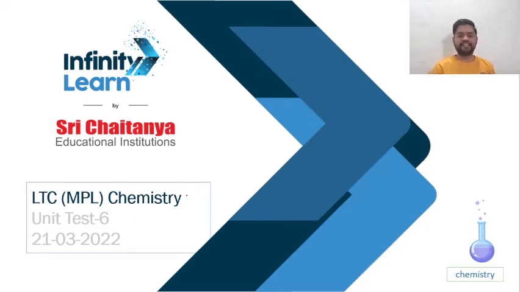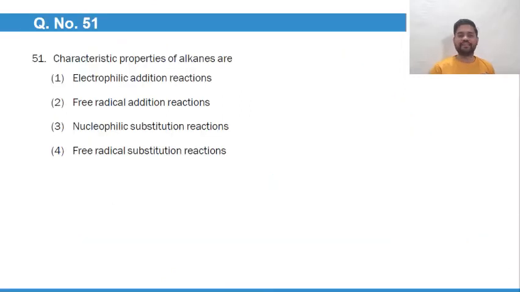So the first question that came in the examination is: the characteristic properties of alkanes are. Talking about characteristic properties, alkanes undergo substitution reaction, majorly substitution reaction via free radical mechanism. So is it electrophilic addition reaction? No. Is it free radical addition? It is free radical but not addition. It is substitution. Is it nucleophilic substitution? No. Free radical substitution reaction, and hence that will be the right answer. So question number one, that is 51, option number 4 is the right answer.